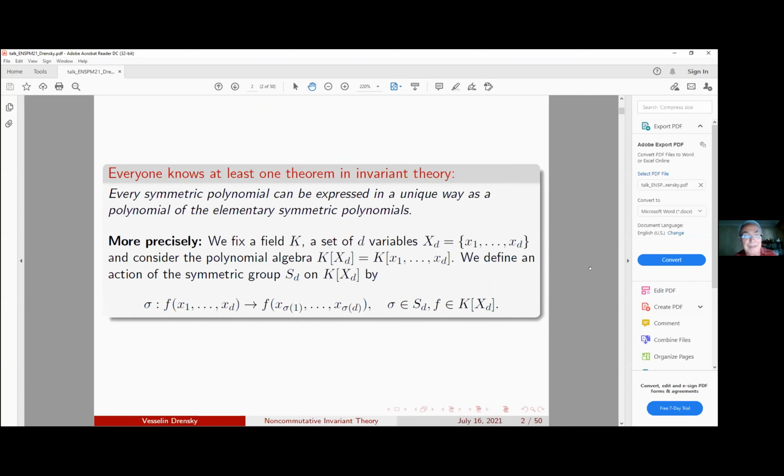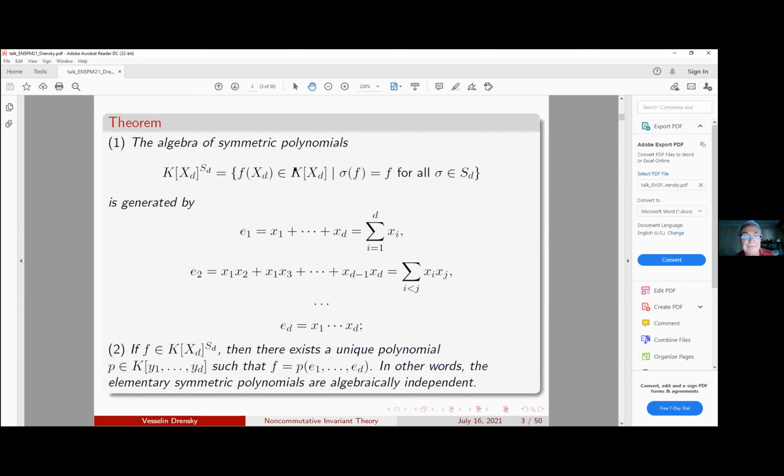So I started with this, that everyone knows at least one theorem in invariant theory. This is the theorem that every symmetric polynomial can be expressed in a unique way as a polynomial in elementary symmetric polynomials. Of course, if you want to formalize this, you have a finite set of variables. You consider the polynomial algebra and define the action of the symmetric group. In this way, you simply change the place of the variables. And of course, the symmetric polynomials are the fixed points of this action, so the polynomials which are the same when you act with all elements of the symmetric group. And of course, the theorem is that the symmetric polynomials are generated by the elementary symmetric polynomials, and this presentation is unique. So in the language of algebra, this means that they're algebraically independent.